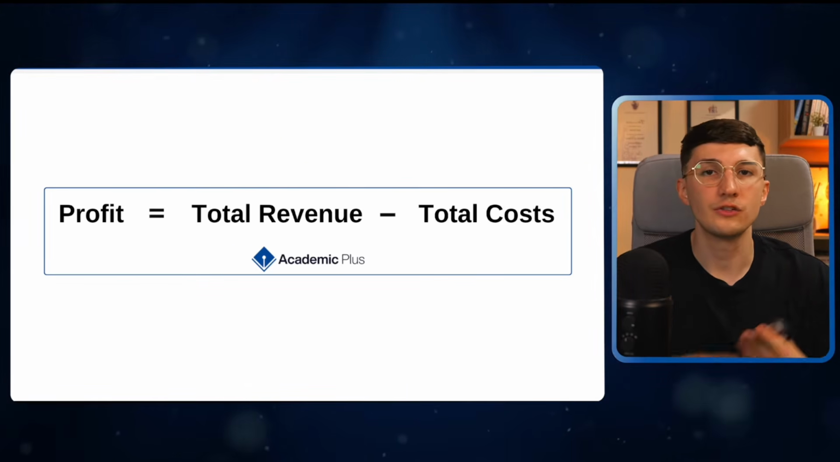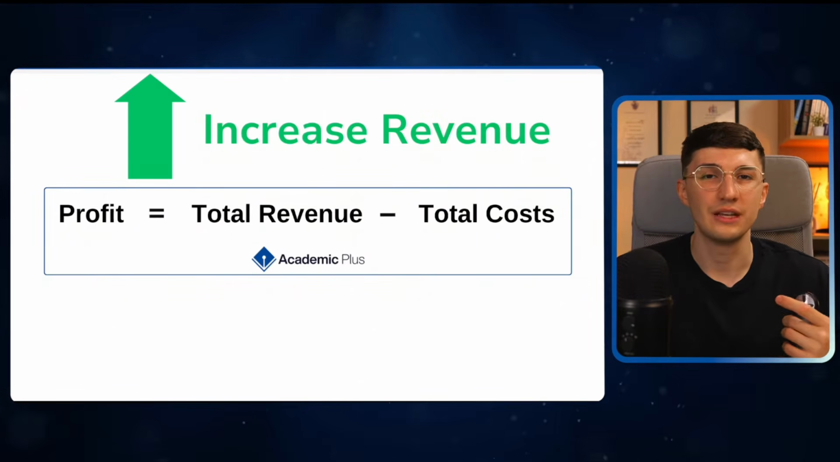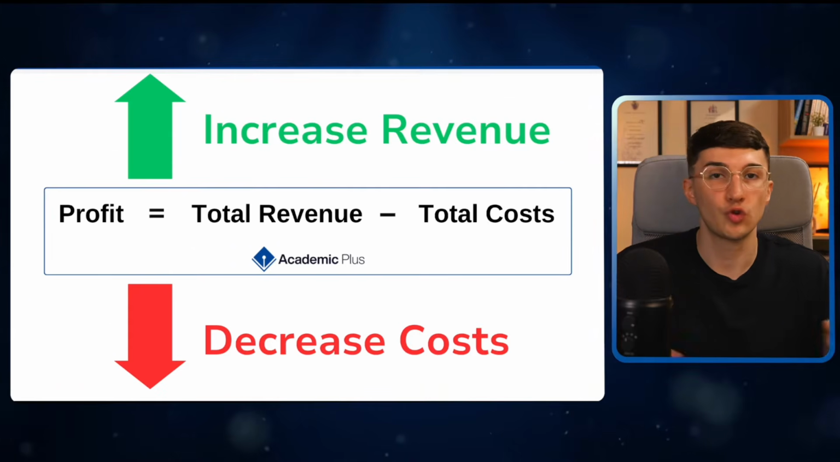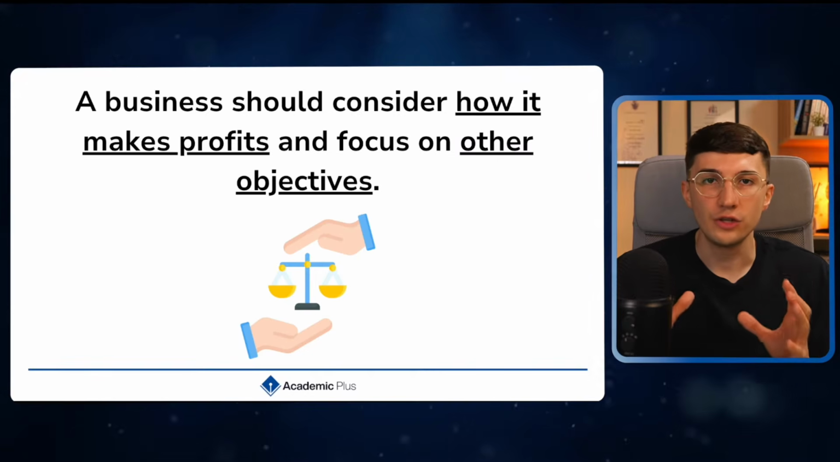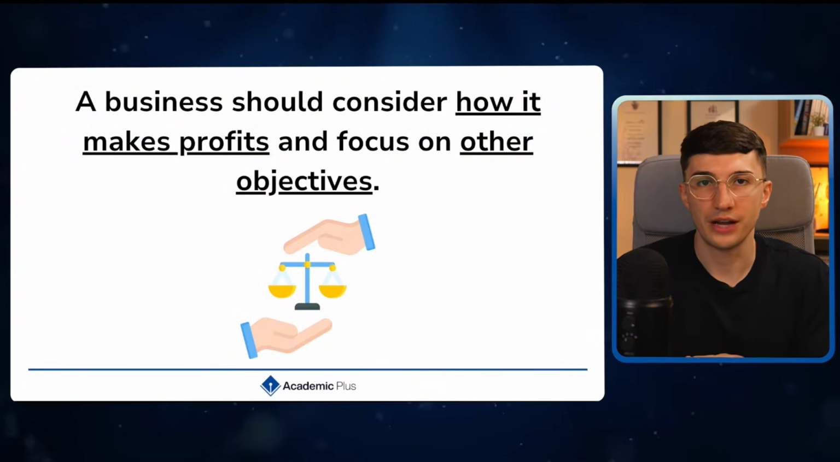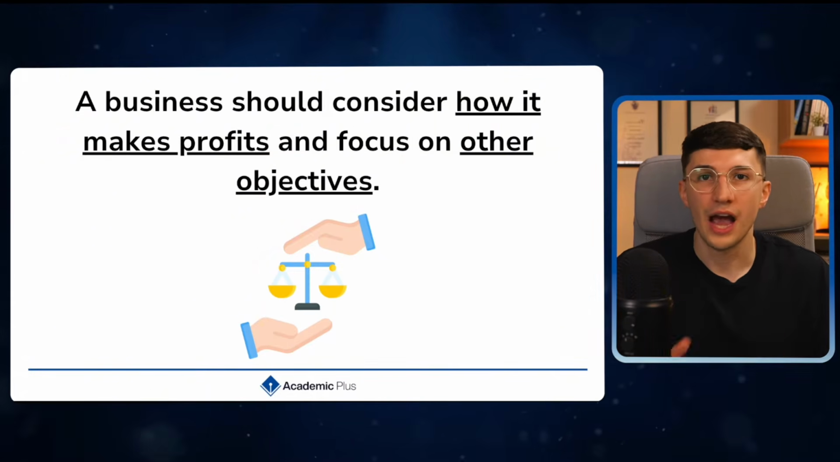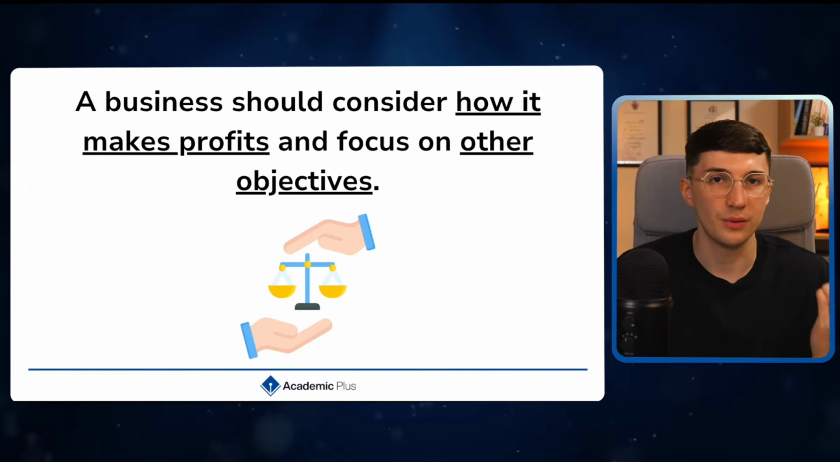Now, how does a business go about increasing profit? Well, using the formula, we can either increase revenue or decrease costs. And if we can, try and do both at the very same time. It's important to note that a business shouldn't just focus on profit objectives because they could be making their profit in unethical ways. And I think it's going to be important to have profit objectives mixed with ethical objectives.